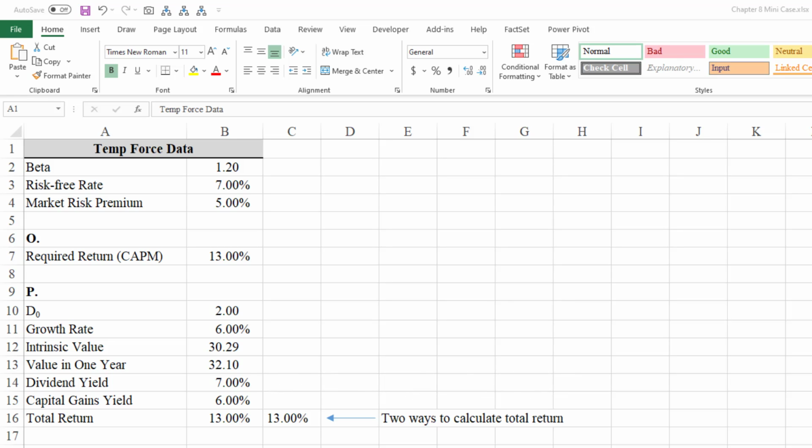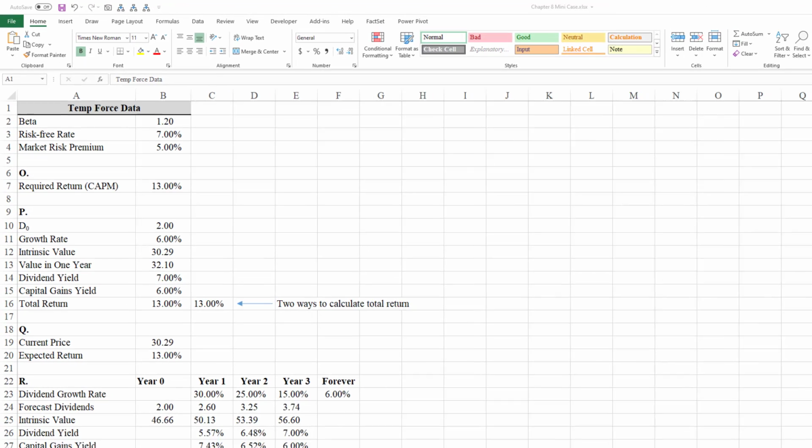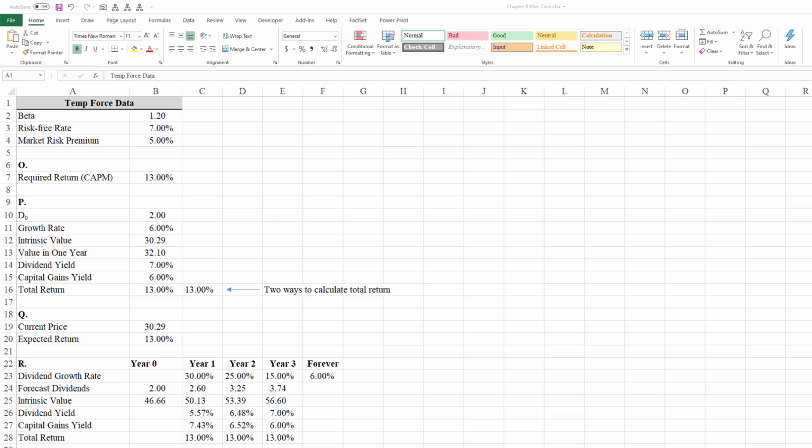Now, part Q says, assume that the stock is currently selling at $30.29, which is what we calculated. What is the expected rate of return? Well, I just went over that, so that's 13%. Now, part R says, assume that Tempforce's dividend is expected to experience non-constant growth of 30% from year 0 to year 1, 25% in the next year, 15% in the next year, and then after that it'll grow at 6% per year forever. Now notice, this is exactly what we've been doing previously with free cash flows. So we have non-constant growth followed by constant growth forever.